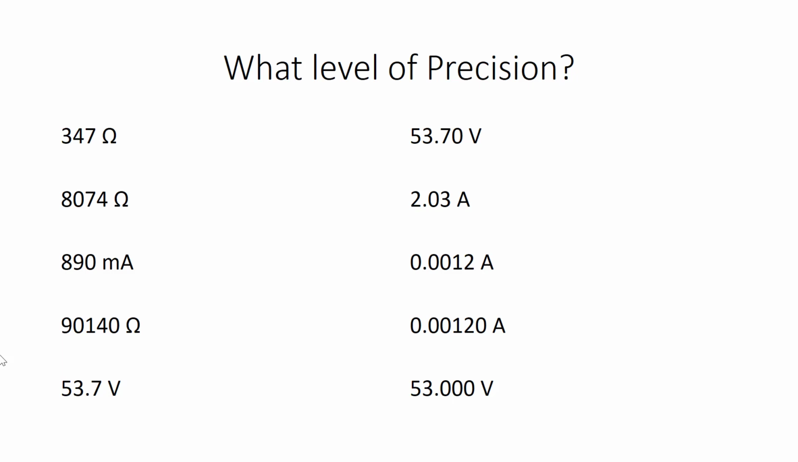53.70 volts, though, is precise to the nearest hundredth of a volt. 2.03 amps is precise to the nearest hundredth of an amp. And 0.0012 amps is precise to the nearest 10,000th of an amp, or tenth of a milliamp. 0.00120 is precise to the nearest hundredth of a milliamp. And 53.000 volts is precise to the nearest thousandth of a volt, or millivolt.